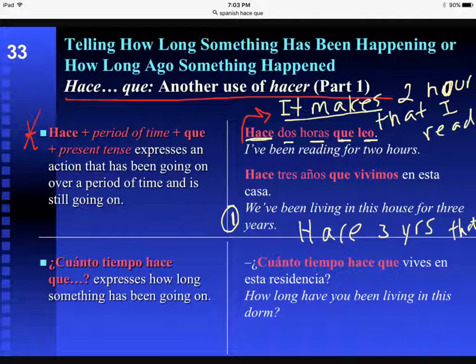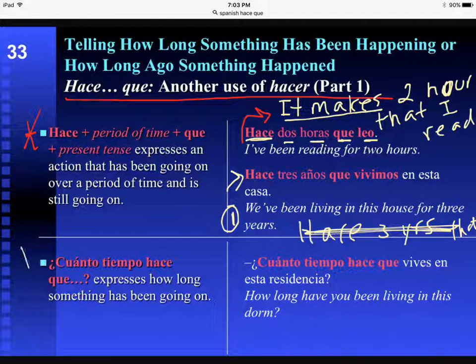Let's do it like this. Hace 3 años que vivimos en esta casa. But your awkward sentence is, it makes 3 years that we live in this house. So you're going to translate your awkward sentence into this one. Well, that wasn't very clear, but we'll go over it again on the next screen.